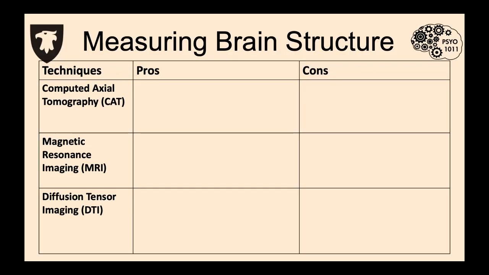So let's get the content out of the way. We're going to do the table for measuring brain structure. Okay, so we're in Section 23 now. When it comes to measuring brain structure, keep in mind, we're measuring structure here, not activity. If ever I ask a question about measuring brain activity and you see these three options, they're definitely not your selection because they don't measure activity. We're talking about the structure of the brain here.